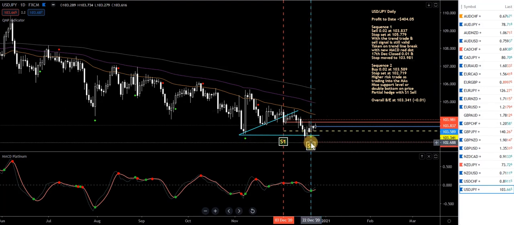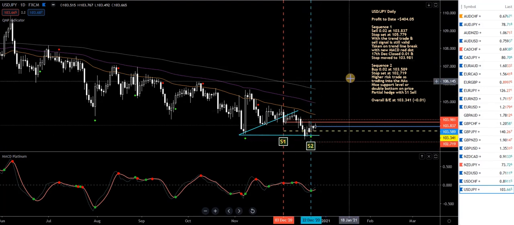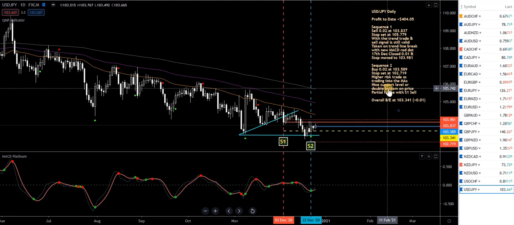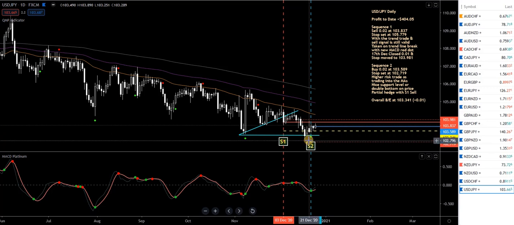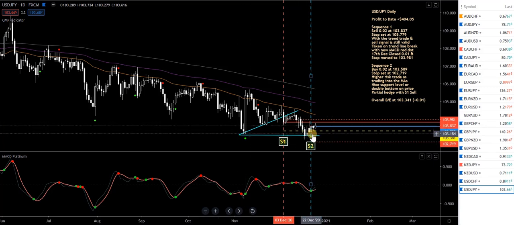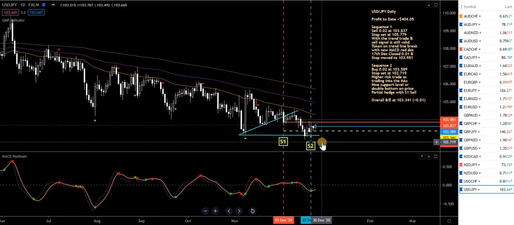And my next trade, sequence 2, was this buy. It was a high risk trade. You can read my notes there, but nice support level, double bottom, partial hedge with sequence 1 sell. So here's your little support level here. Sequence 2, there's a stop in place for the sequence 2 buy.